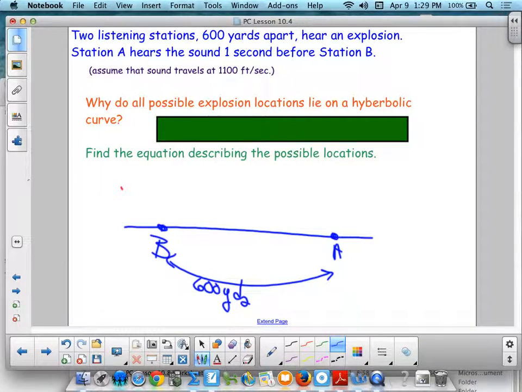Okay, who hears the explosion? Oh, I haven't read that yet, sorry. Station A hears the sound 1 second before station B. So the explosion is closer to who? Station A. Because they heard it what? Sooner. How much sooner? 1 second sooner.